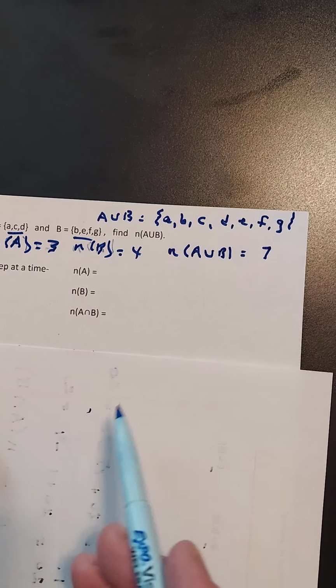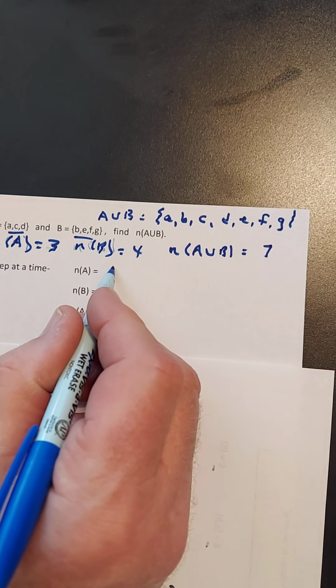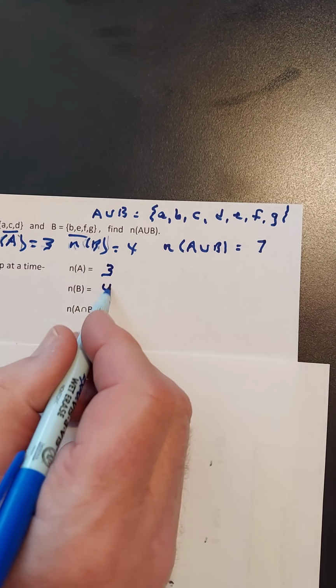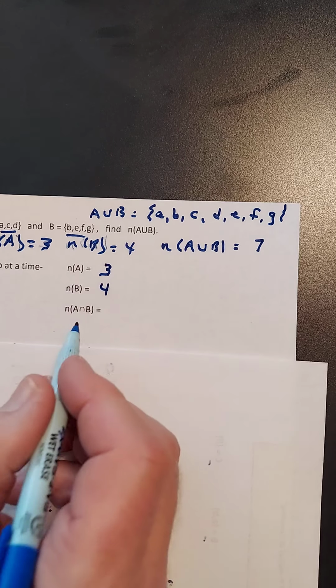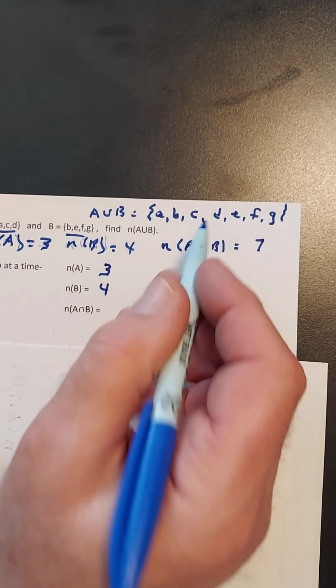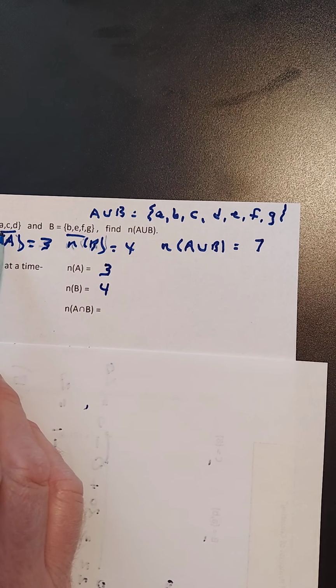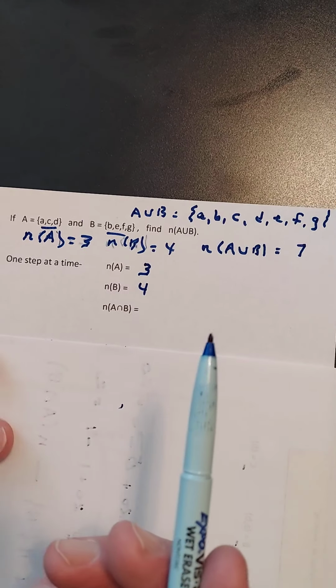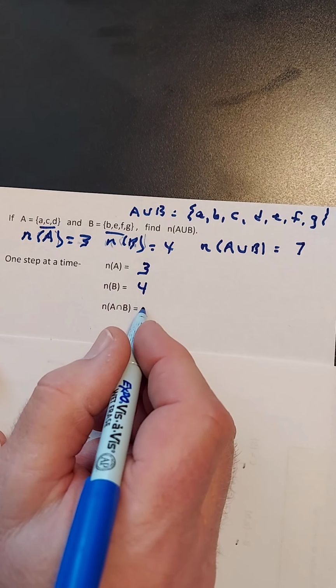It's kind of like starting over again. The number in A is going to be 3. The number in B is going to be 4. And then let's consider the number in A intersect B. This is an easier set than what we did up here. So I got A, C, and D. Here I got B, E, F, and G. What do they have in common? Well, they don't have anything in common, so the number would be 0.